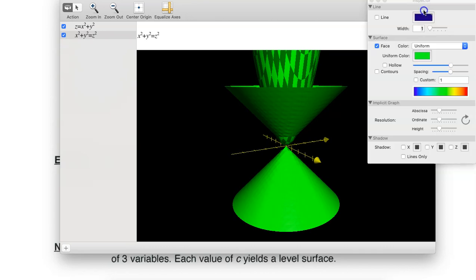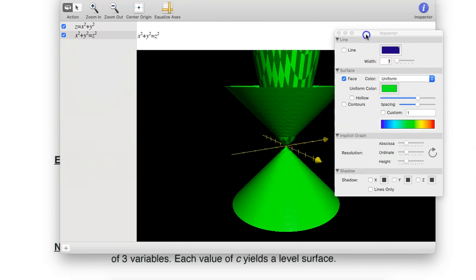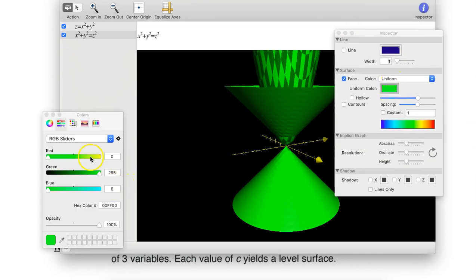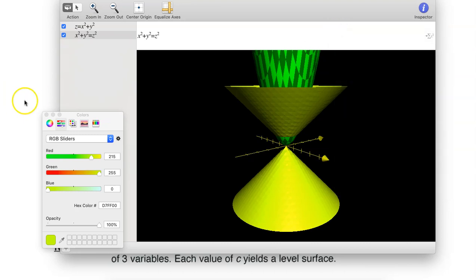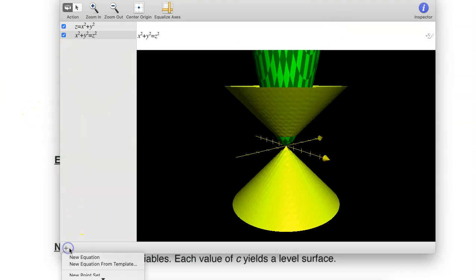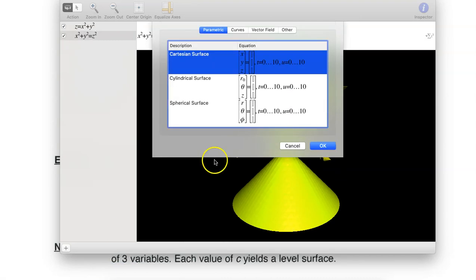You can change the colors if you go in the inspector, and so on. And you can change the quality as well. You can make it a better resolution, which is sometimes worth it if you have quite a complicated function that goes up and down a lot. You may want to improve the resolution here. So let me just see what we get if we choose new equation from template.